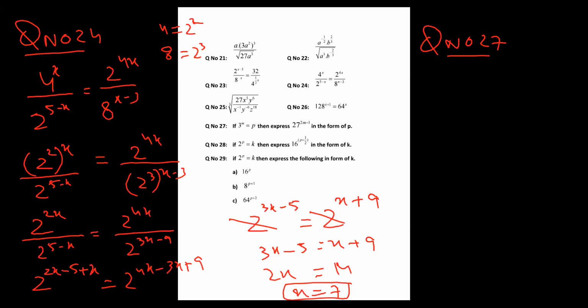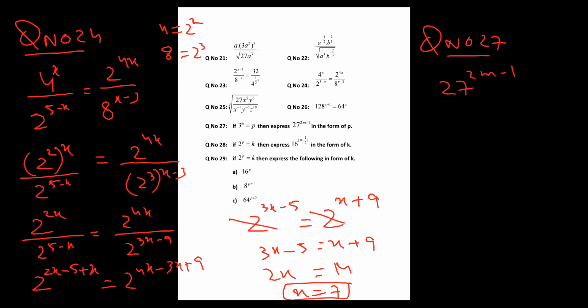And now, please, all of you stop writing because 27, 28, 29, all three are harder and a new pattern. The rest till 26 are all the same as previous. 27, look here. He's saying if 3 to power m is equal to p, you have to express this in terms of p. Like in my answer, p must be involved. So let's take this value here: 27 to power 2m minus 1. Now you have to concentrate here fully. If you do not listen to me, you will not understand at all.